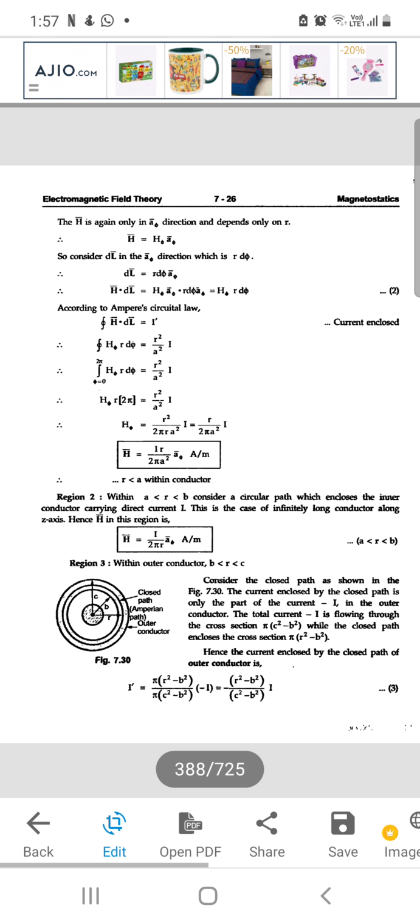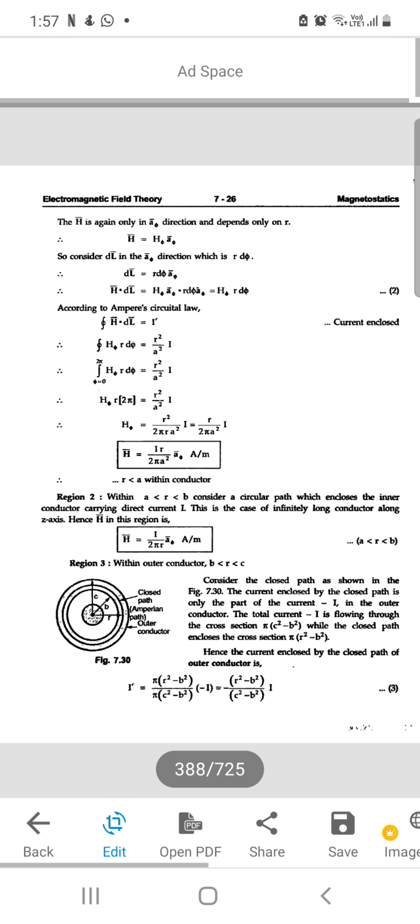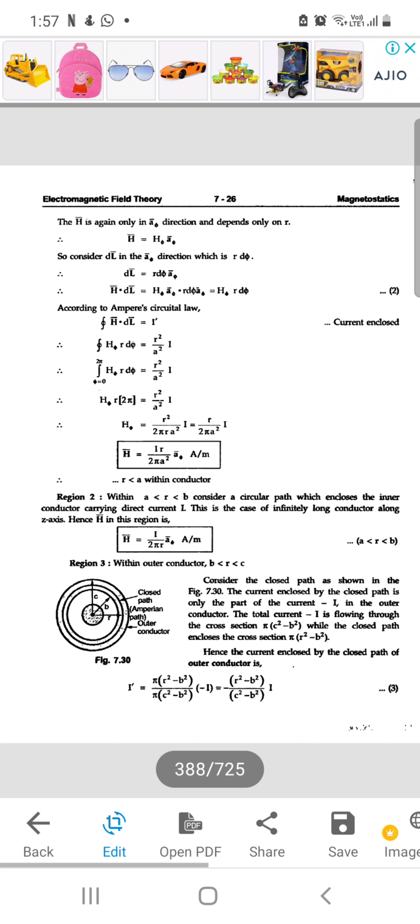That is, I dash, the current enclosed by the Amperian path, is equal to the ratio of the cross section enclosed by the path to the cross section of the outer conductor. That is, I dash is equal to pi into r square minus b square by pi into c square minus b square into minus I, which is equal to minus of r square minus b square by c square minus b square into I. We already said the current carried by the outer conductor is minus I, so here you will have a negative term as I dash.